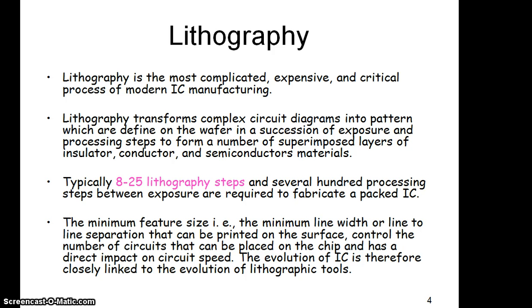Lithography transforms complex circuit diagrams into patterns which are defined on the wafer in a succession of exposure and processing steps. Typically, 8 to 25 lithography steps and several hundred processing steps between exposures are required to fabricate a packed die. This is just an example. The number of steps may actually be more than mentioned here. There may be more for very complex devices based on CMOS IC fabrication. As miniaturization is taking place, the number of lithographic steps is usually very high.